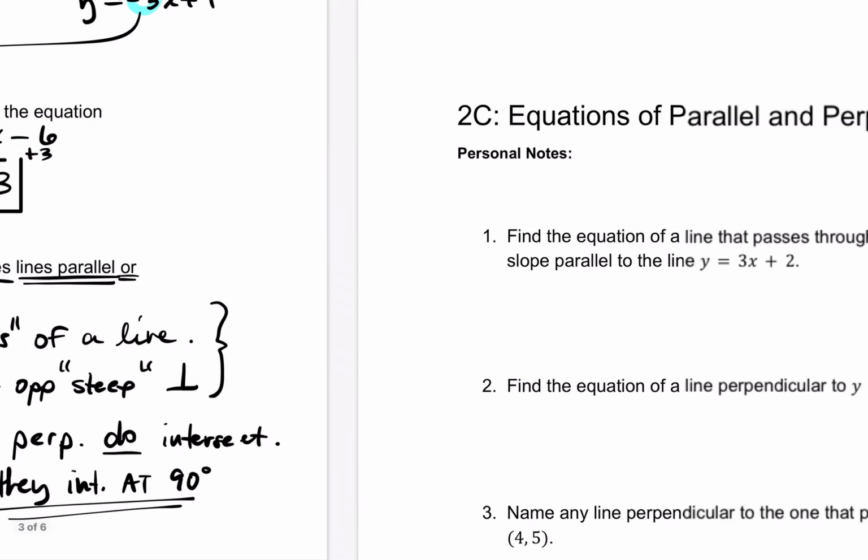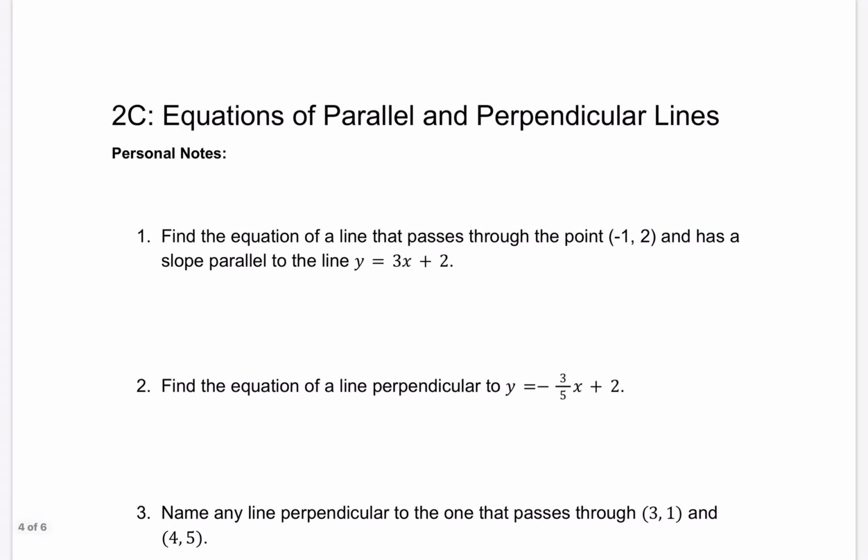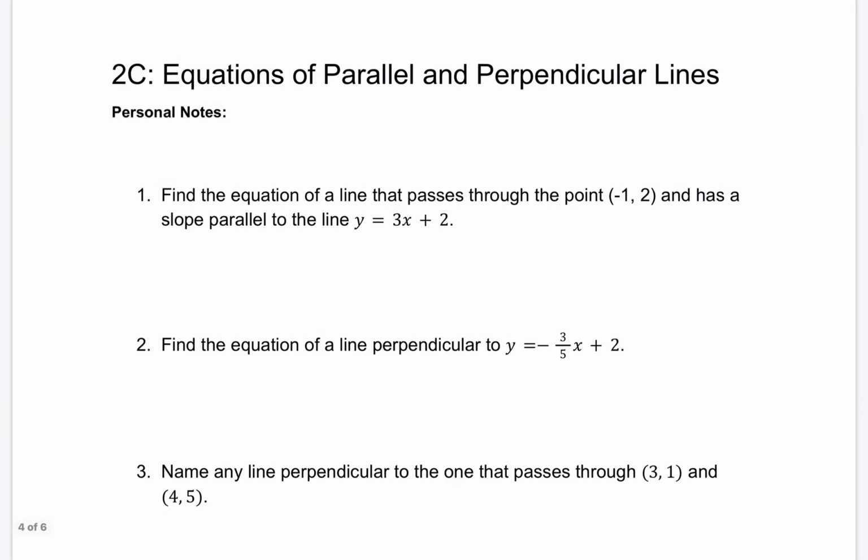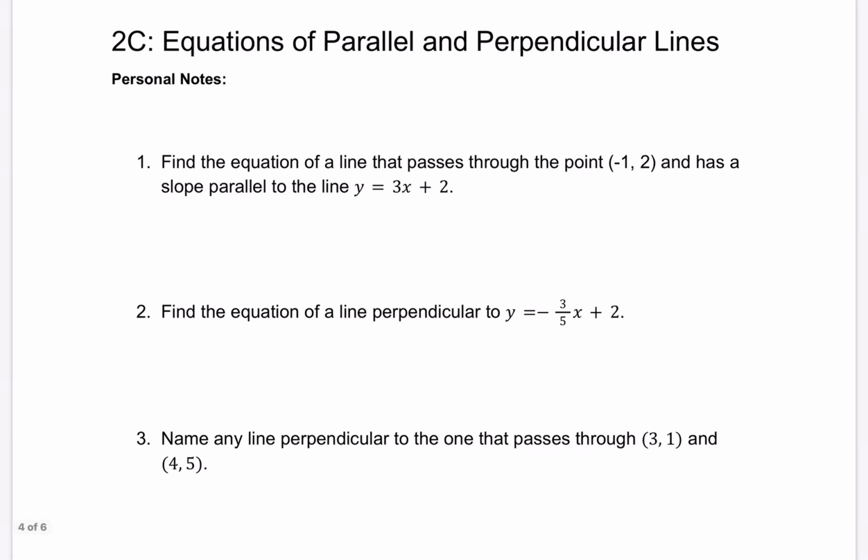All right, so next page. So for 2C, equations of parallel and perpendicular lines, this is like generating the equation of a line. Some good stuff to know. Now this will be given on the test anyways, so you'll have access to this. But good stuff to know is point slope.